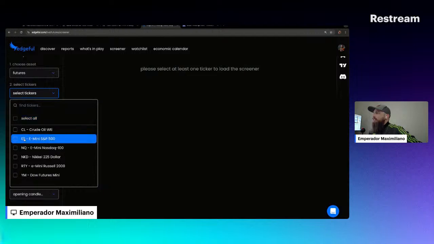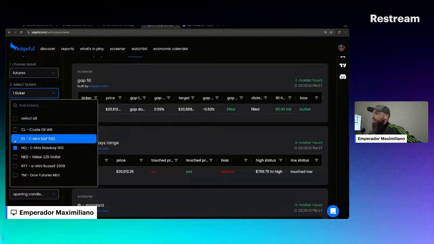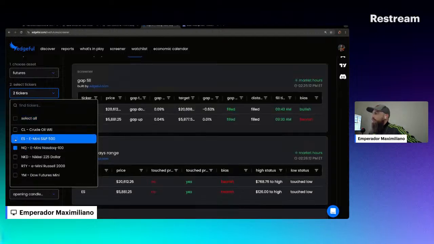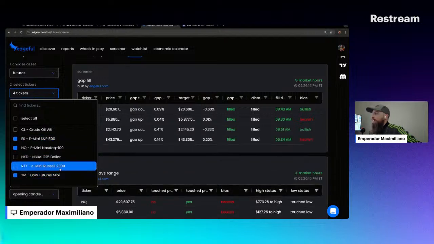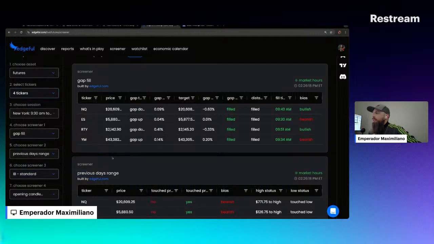So I'm going to unselect all of these. I want NQ and ES first, those are the two that I watch the most. I'm also going to put small caps and the Dow on here, so I'll have these four. And then I'm always going to look at the New York session. That's the main way I trade. The main thing I care about trading intraday futures is the New York session, so I'm going to leave this option the same.